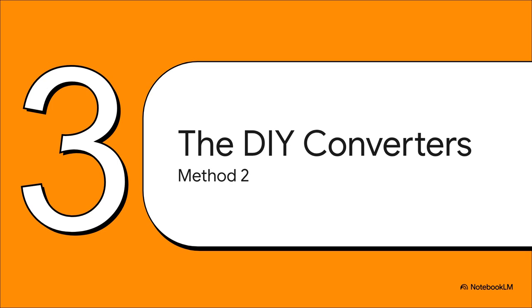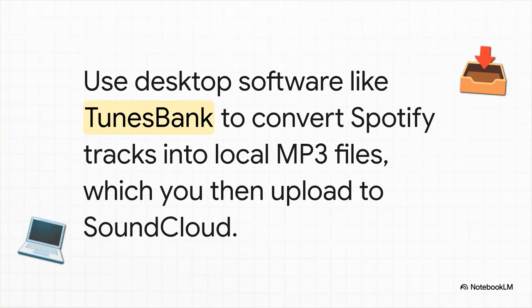We're calling this the DIY converter path. Now, this approach is definitely more hands-on. Instead of relying on a service to find matches, you use a dedicated app on your computer, something like TunesBank, to actually get around the DRM and download your Spotify songs as regular MP3 files right onto your hard drive. This gives you complete control.